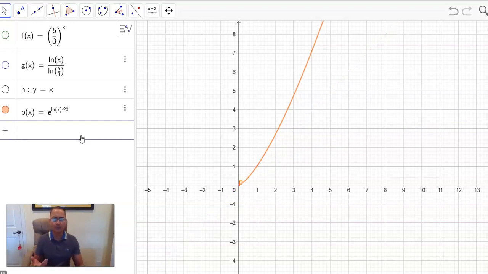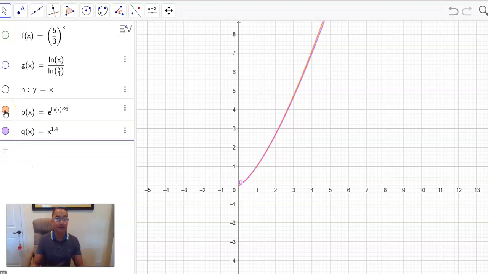square root of 2 is about 1.414235. Okay. So if anything, x to the square root of 2 will look more like x to the 1.4. Ooh, there you go. See how close they are to each other. Hide, and it's there. See, they are so close to each other near the origin.